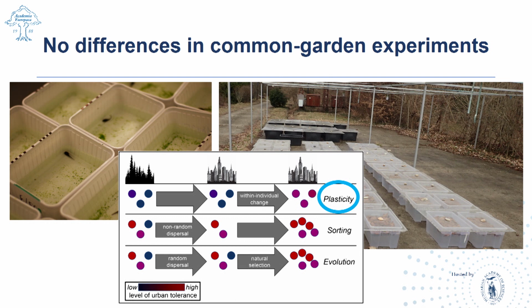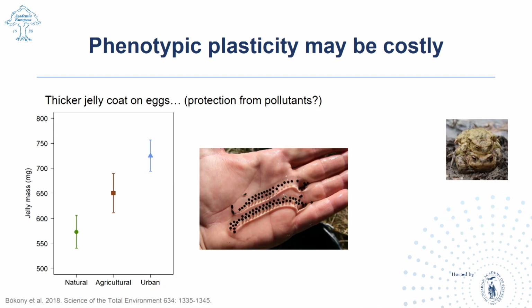And I think this sounds like good news because it suggests that the urban frogs and toads can deal with the challenges of urban life by relatively reversible and rapid phenotypic changes. But phenotypic plasticity can also have its costs. Let me show you an example here.